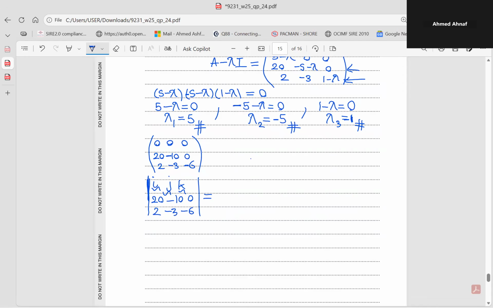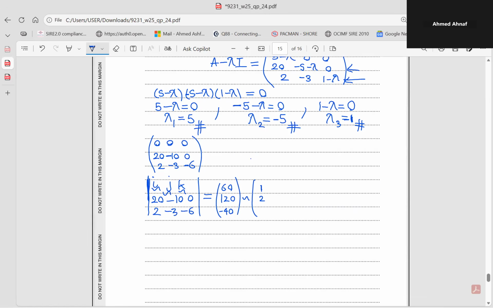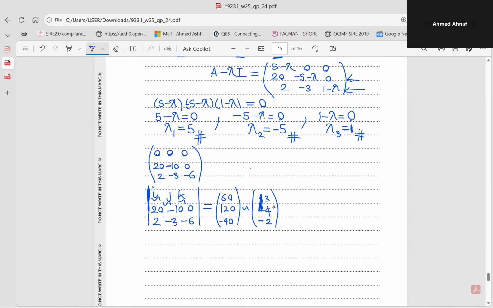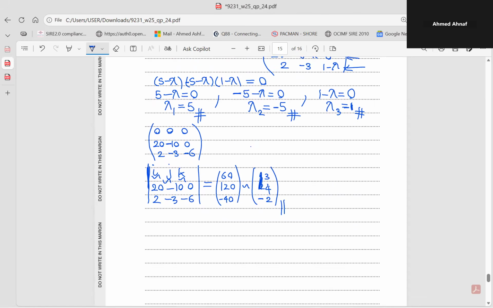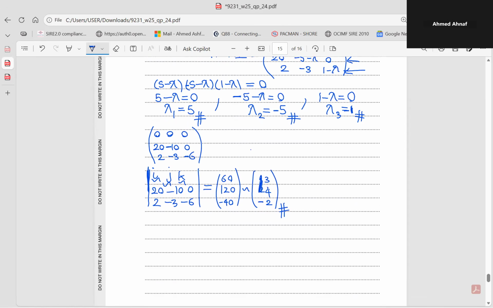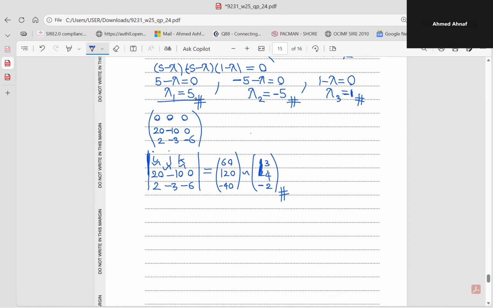So 20, minus 10, 0, vector A; 2, minus 3, minus 6, vector B. All right, so you get 60, 120, minus 40. So you get 1, 2, and then 3, 4, minus 2. So it's the first eigenvector. All right. Okay, now let's do the next one. So this was lambda equals 5.